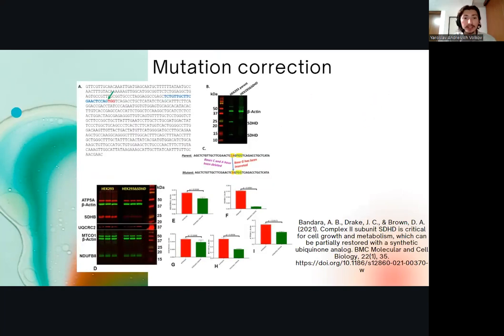Another way of treatment is also with mutation correction. An example of this is using CRISPR-Cas techniques on the enzyme that a team performed, Bandera here, in 2021. They used the CRISPR-Cas technique on these mutated cells of the enzyme, particularly focusing on the D subunit with HEK cells, and they obtained that the defects in mammal cells can be partially restored by correcting these mutations. So there's quite a good outcome in this possibility.